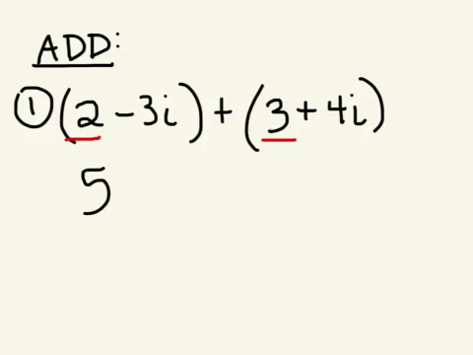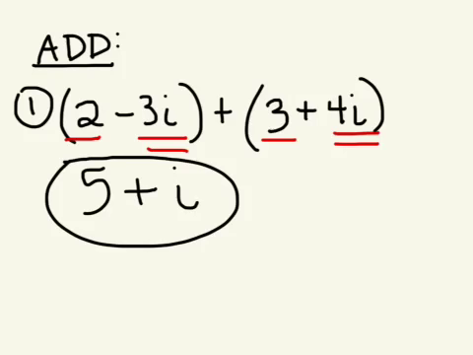When I combine the two imaginary components, I treat i as a variable, and I add the coefficients of the imaginary part. So I have a negative 3 plus 4 for a grand total of 1i. And just as in variable expressions, we don't bother putting the 1 there. So that's my simplified answer, simply 5 plus i.